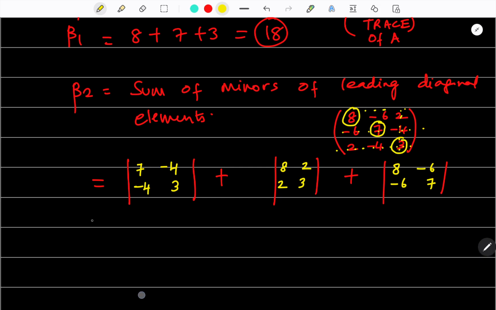Now we evaluate these determinants: 7 times 3 is 21 minus 16, plus 8 times 3 is 24 minus 4, plus 8 sevens are 56, minus into minus is plus, so minus 36. Let me simplify in the calculator: 21 minus 16 plus 24 minus 4 plus 56 minus 36 is equal to 45. So beta 2 is equal to 45.